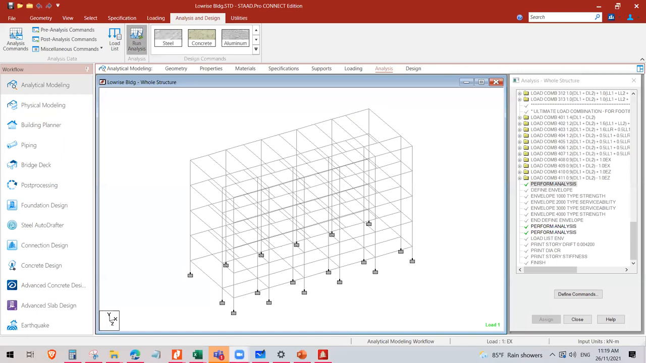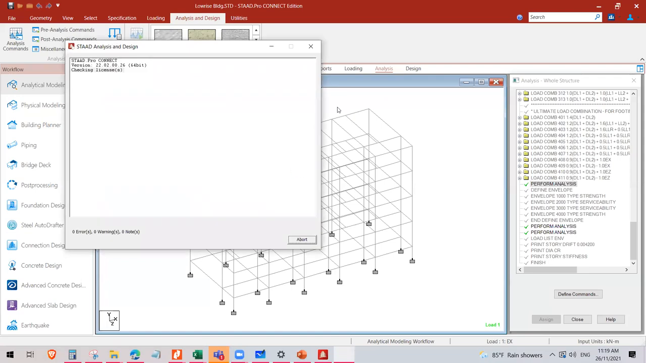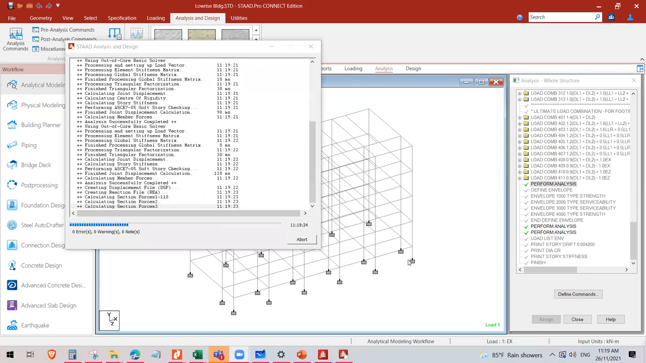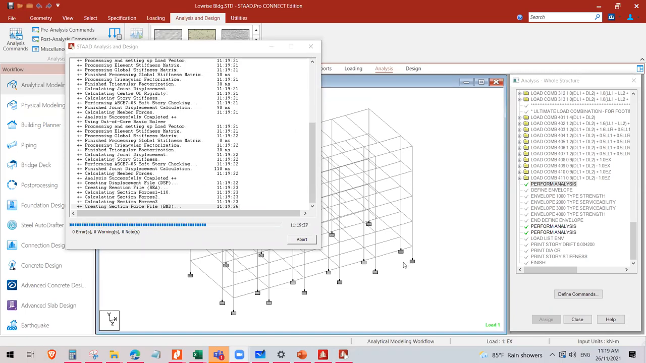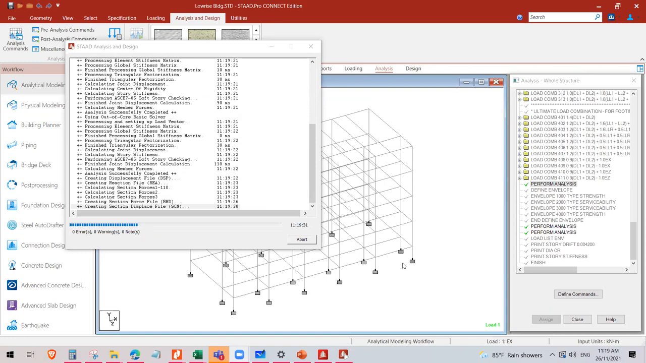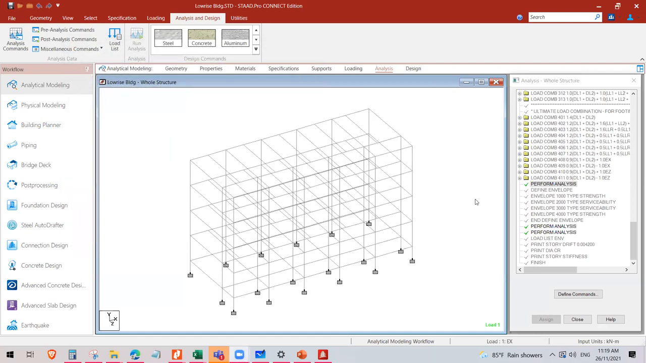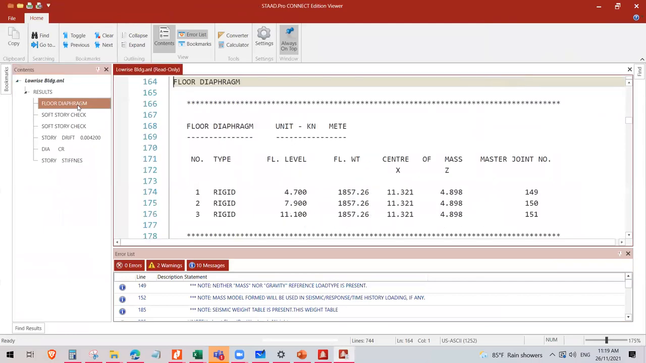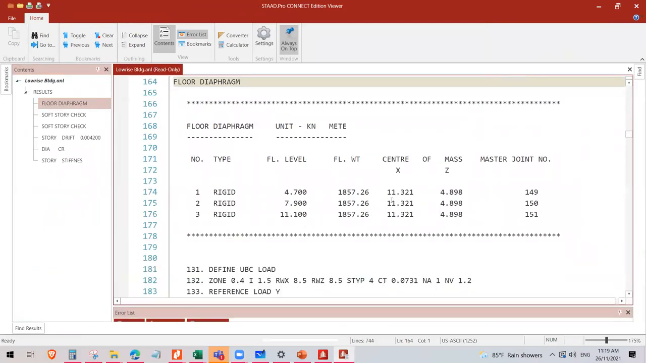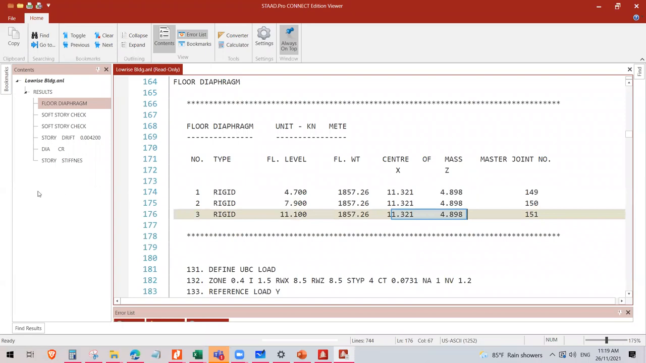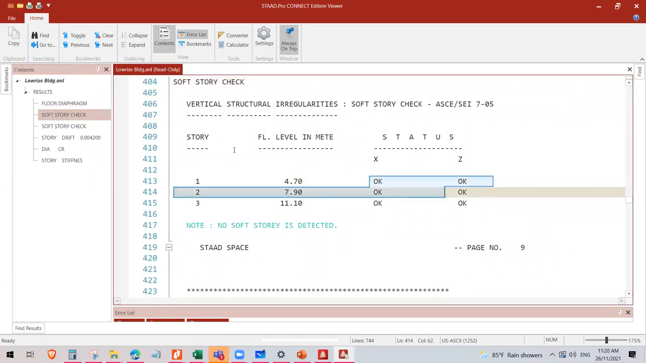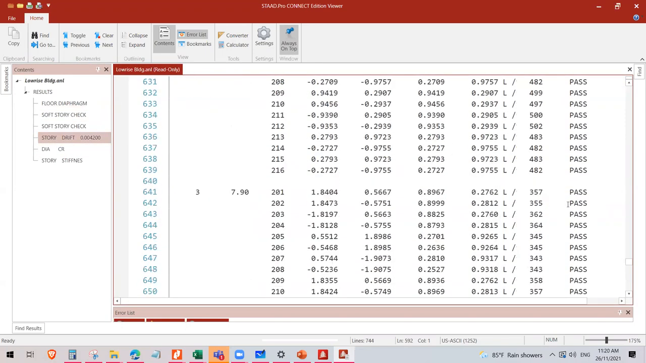Okay, so yes, perform analysis, run. So let's check, view output file. Yeah, so again, let's discuss this. Center of mass: 11.3, 4.9. Then let's check the soft story, pasado. Story drift, yan, pasado naman.